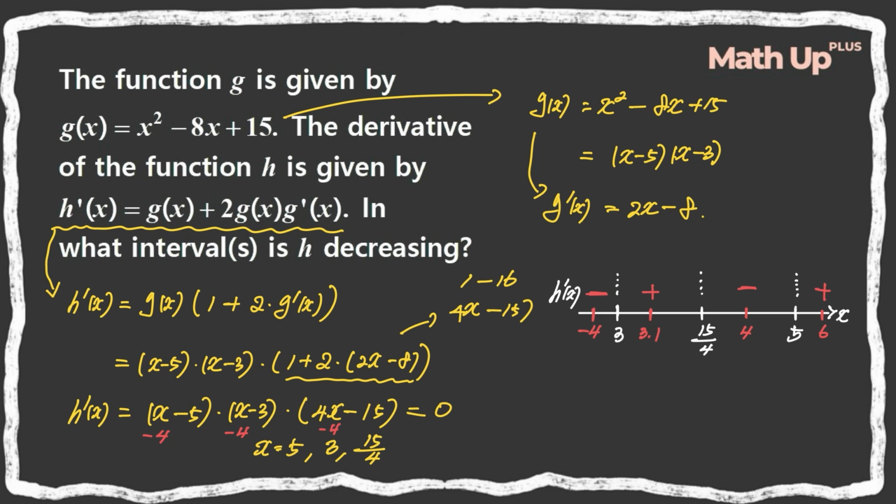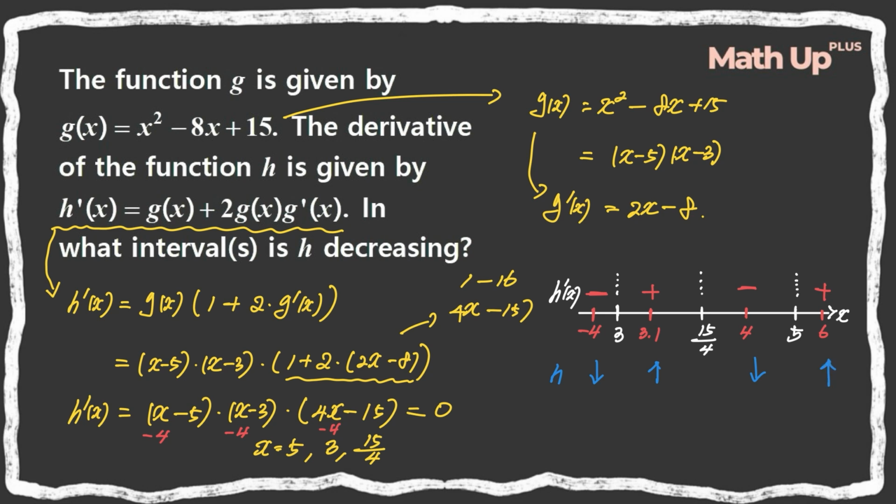Let me give you a tip. When you test each of these intervals, if the expression has linear factors only, then the sign always alternates. If you find out this is negative, then next one is positive, the next one is negative, positive. Always alternates. So we know that h is decreasing in this interval, increasing, decreasing, increasing.